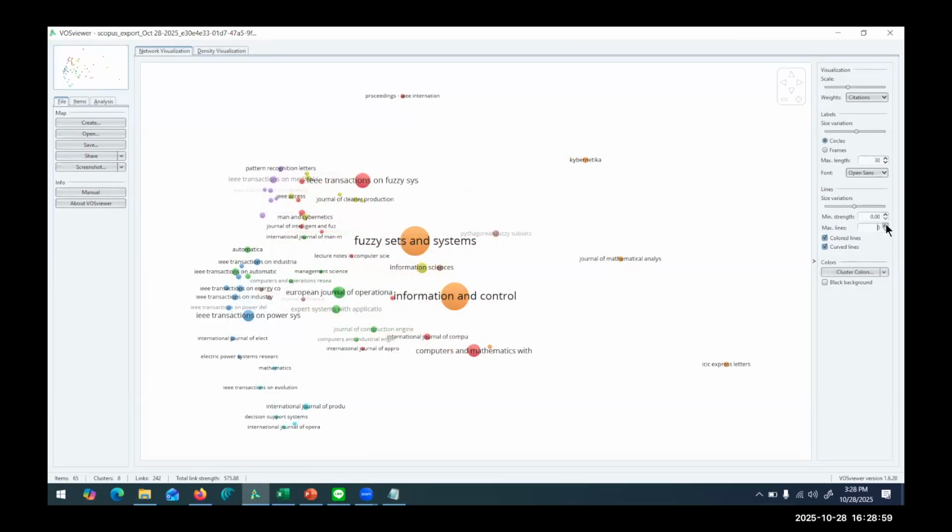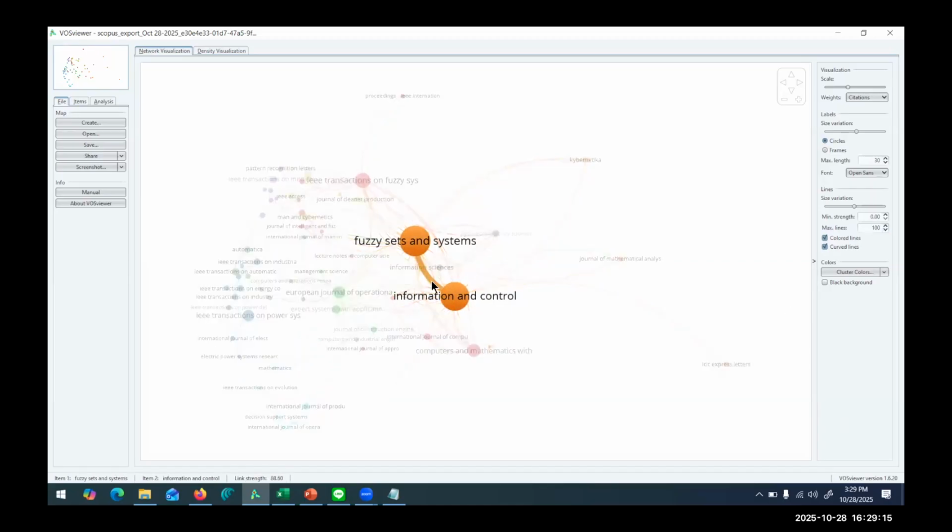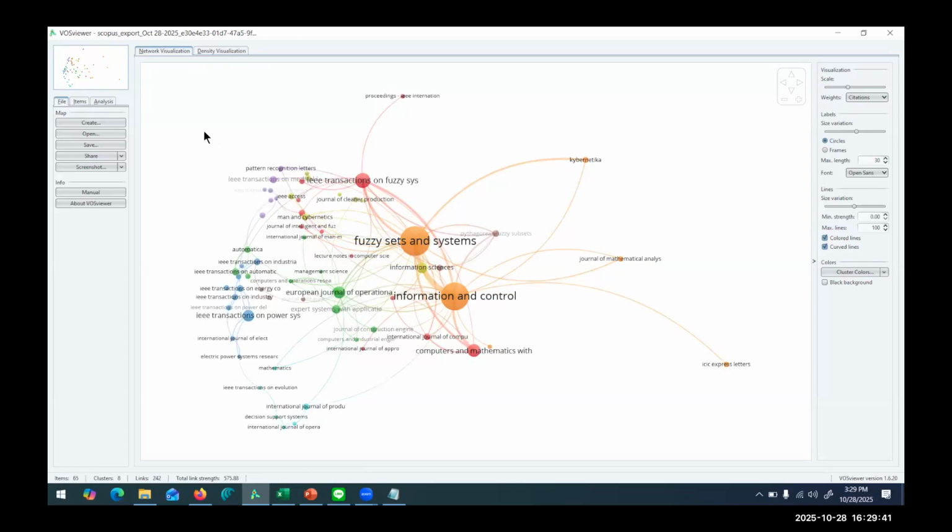Only nodes, 100 relations, 100 links between these journals. Now, what is the meaning of 100 links? 100 links means the documents published in, for example, these two journals have 100 common keywords. Links means keywords here. So the document published in fuzzy sets and systems and the document published in information and control, in both documents there were at least 100 common keywords used. So this is a very quick and simple overview of a co-citation analysis of the journals.